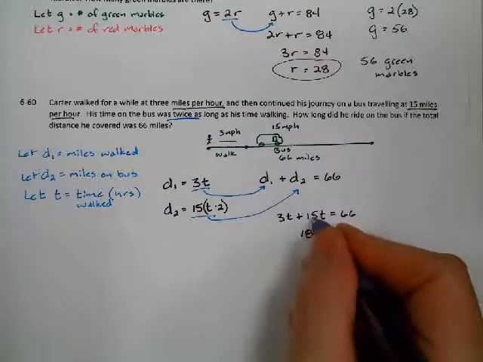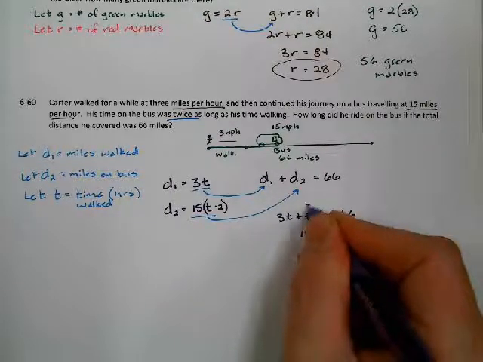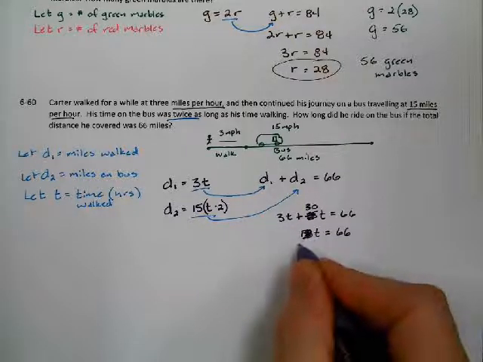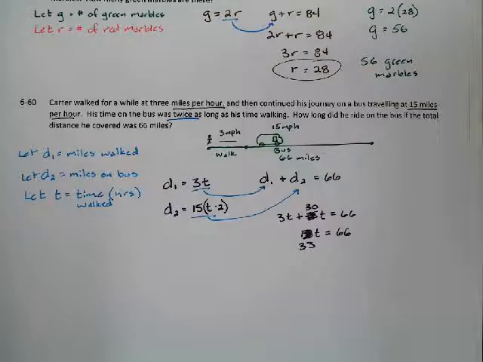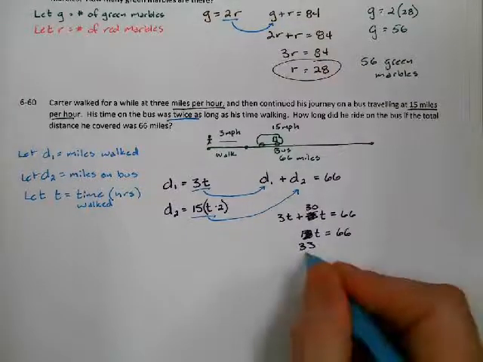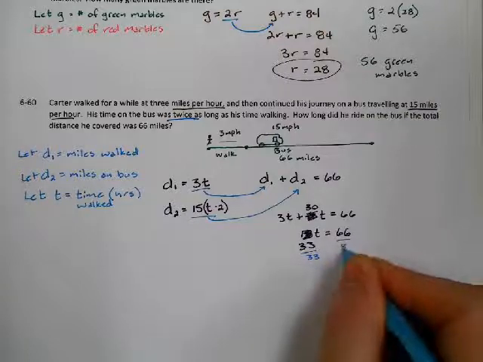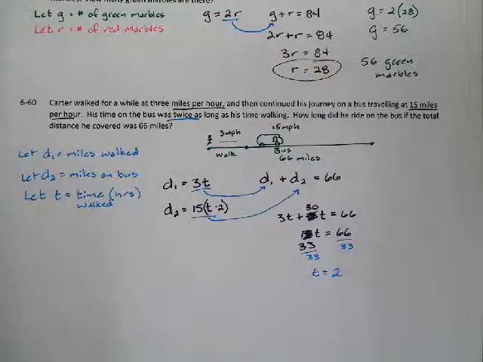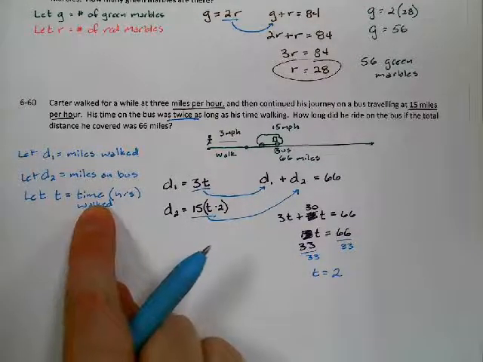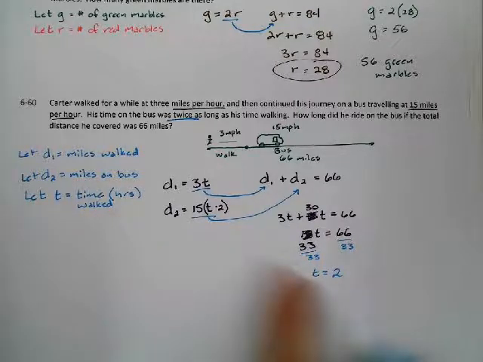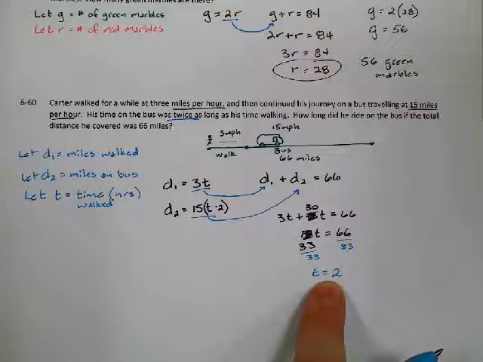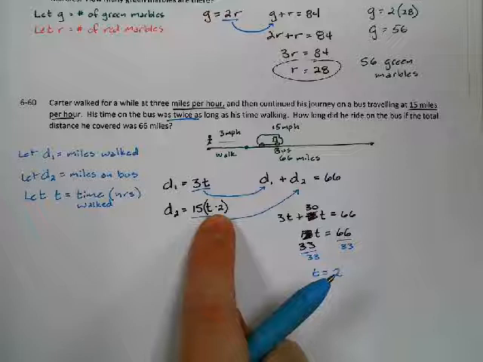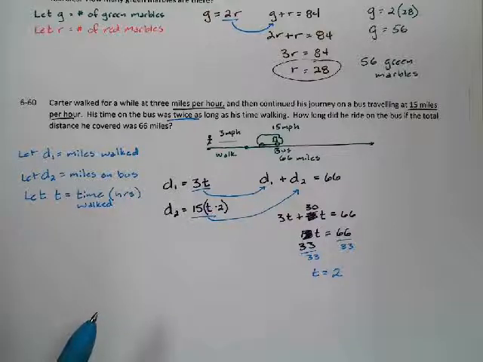And then I'm going to get 33. This is why you should read everything. So I'm going to divide by 33. Now it makes more sense. And we get t is equal to 2. So what is t? t is the time that he walked. So we know the time he walked is 2 hours. And then how long did he ride the bus? Well, the bus is t times 2, so it's going to be 4 hours for the bus.